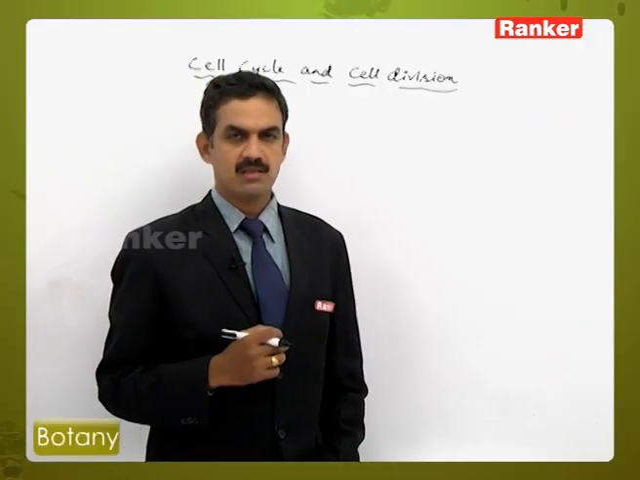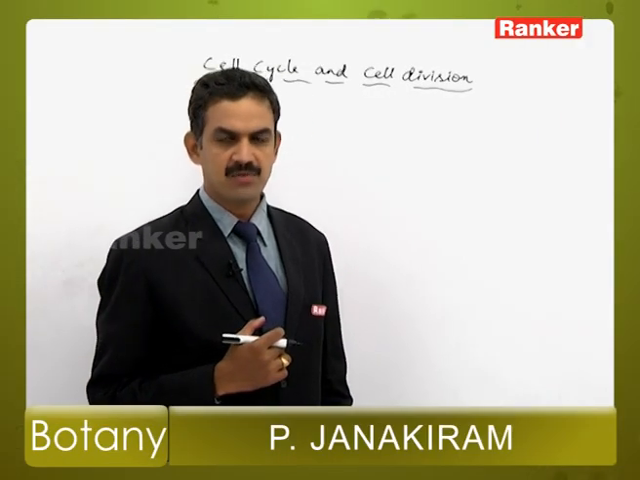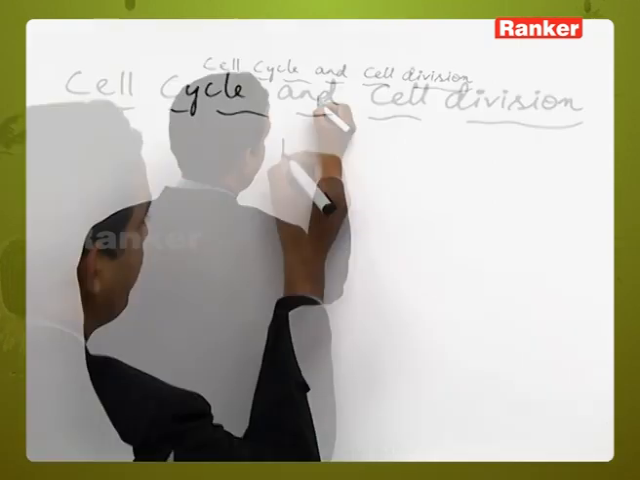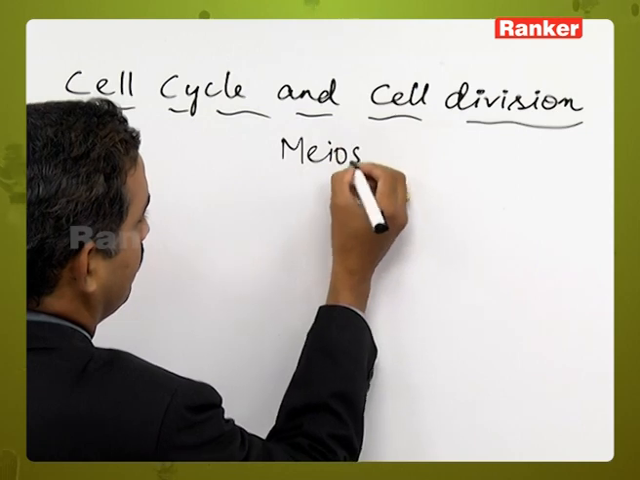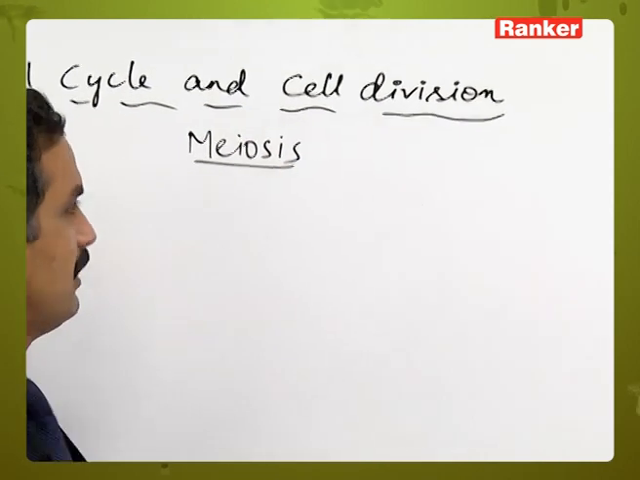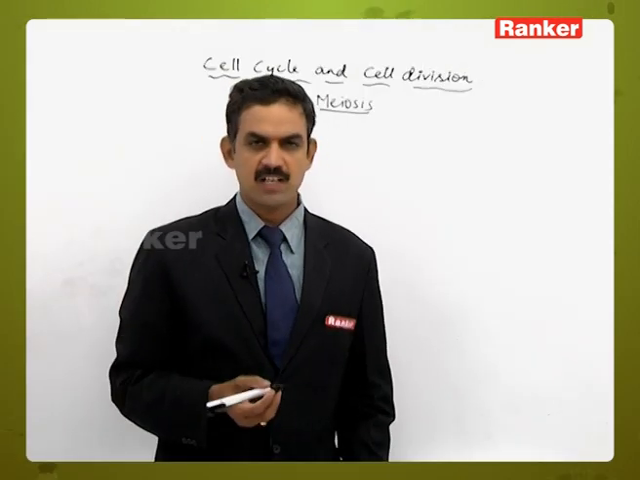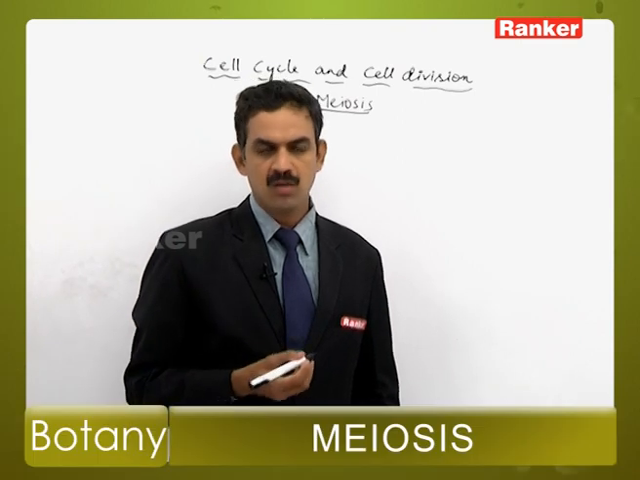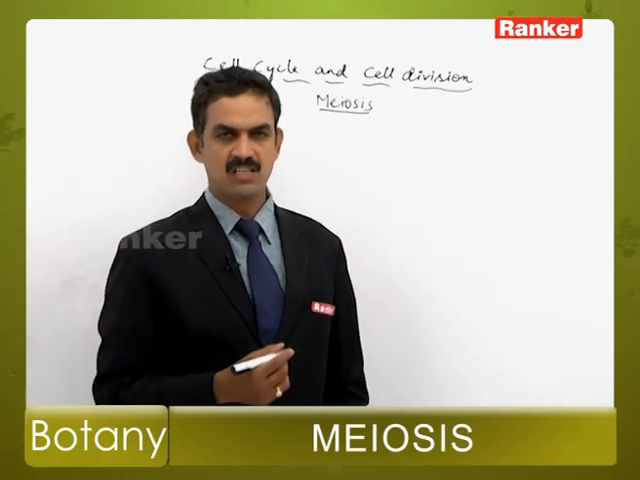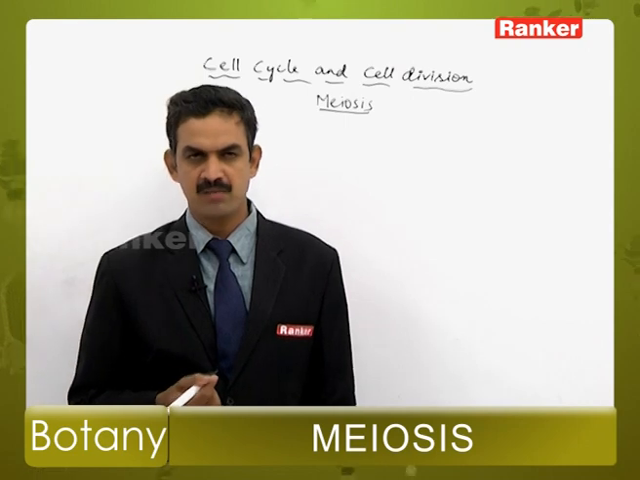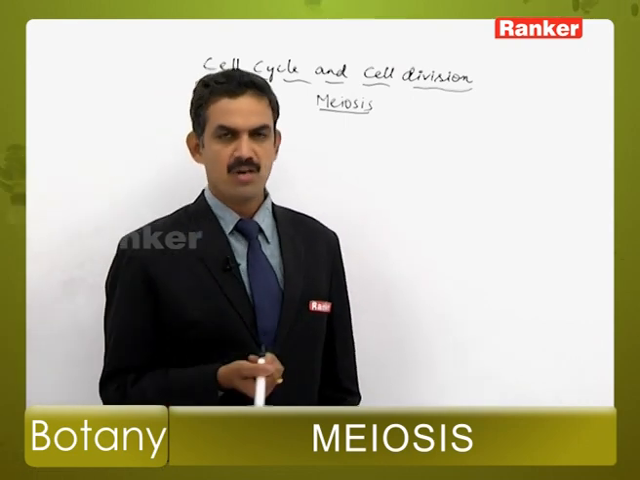In the cell divisions, the second type of cell division, or indirect type of cell division, is meiosis. How does meiosis take place? At which stages does it occur? What are the stages present in meiosis? What is its significance? We are going to discuss these in the meiosis part.